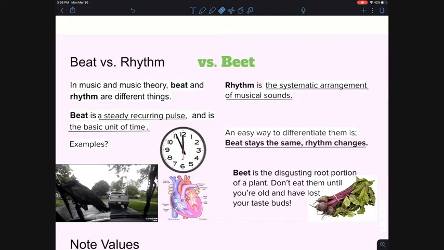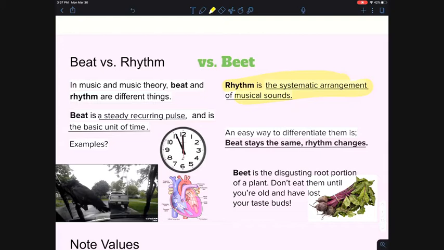Rhythm is something different. Rhythm is a systematic arrangement of musical sounds. So this is different because it's not always consistent. It's not always ba ba ba ba ba ba ba ba ba ba ba like your heart. That would be a really boring song. We need some variance. We need something to change.